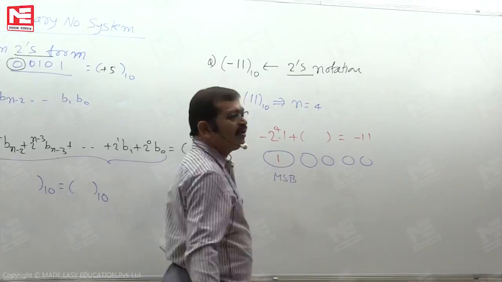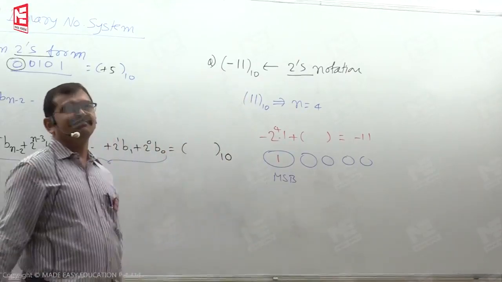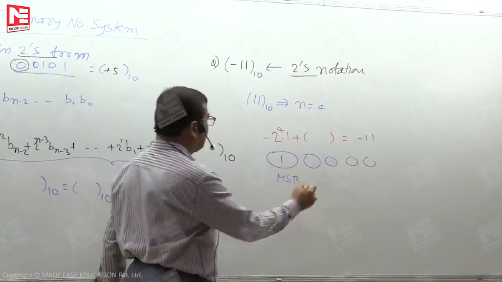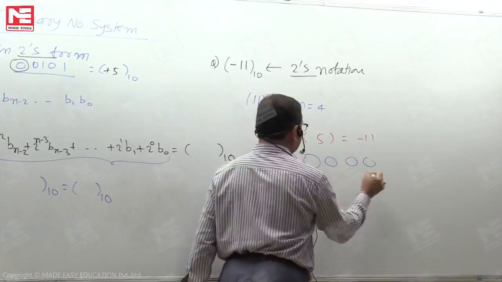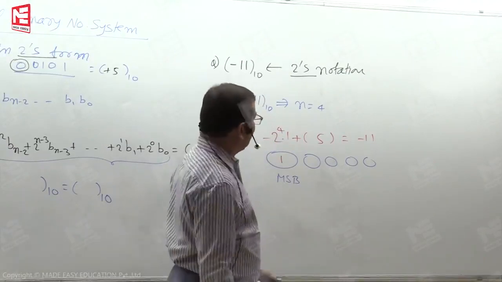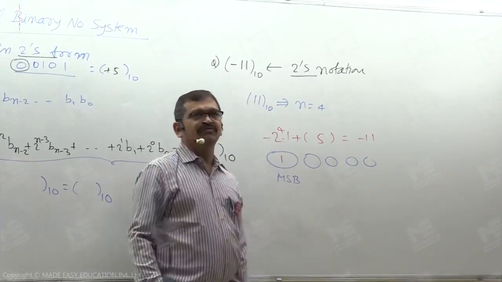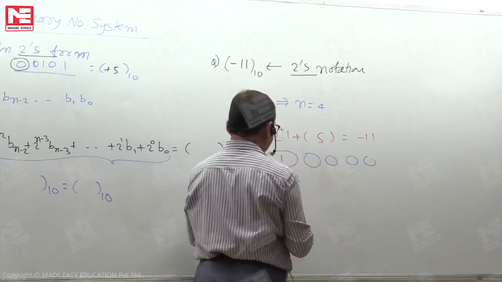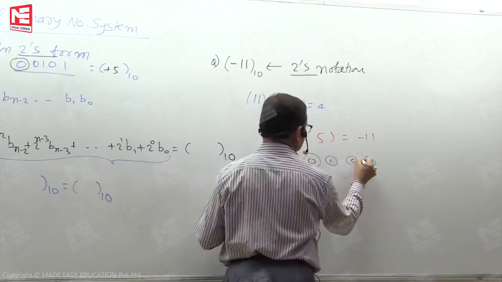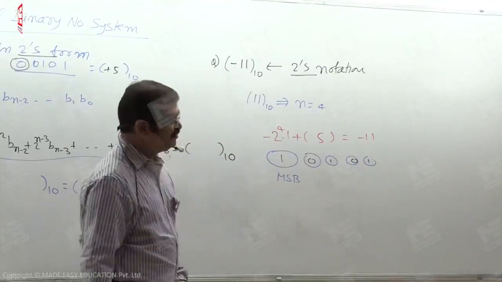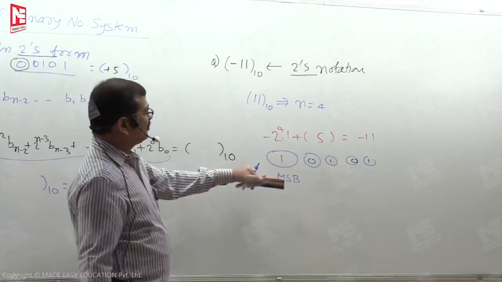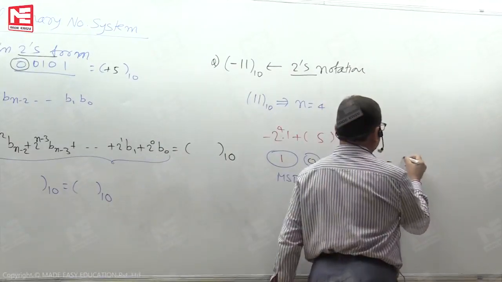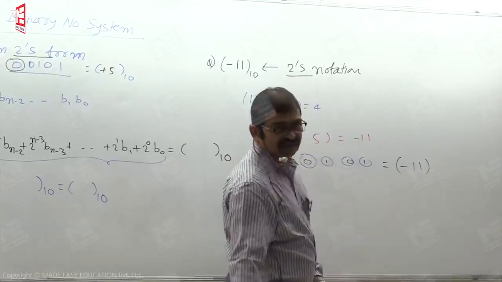Minus 2 to the power of 4, we know, is minus 16. If I put the remaining bits as plus 5, then minus 2 to the power of 4 plus 5 is minus 11. So 5 is written as 0, 1, 0, 1. Hence, this is the representation in 2's complement notation for minus 11.